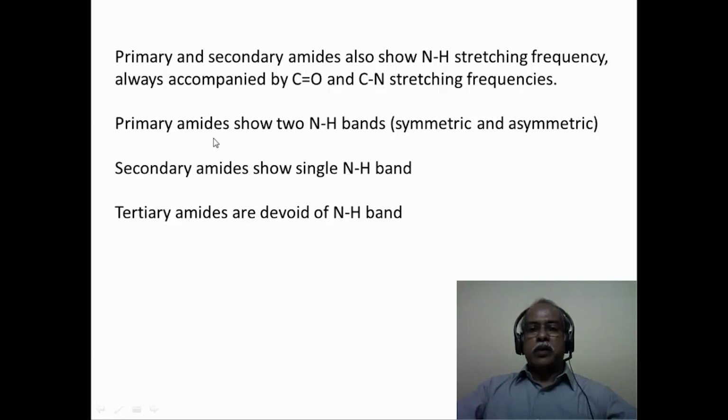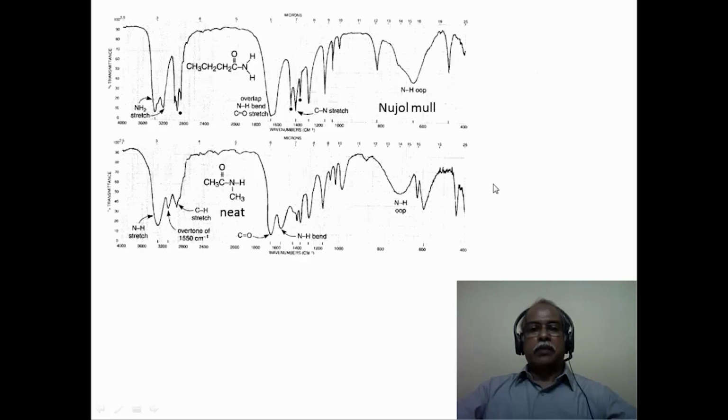Primary amides as usual show two bands, symmetric and asymmetric stretching of the NH stretching frequency. Secondary amides show only one NH. Tertiary amides are devoid of NH stretching frequency because they do not have any NH present in this system. So you can see here, this is butyramide, the primary amide. So one can see the doublet kind of structure here for the NH.